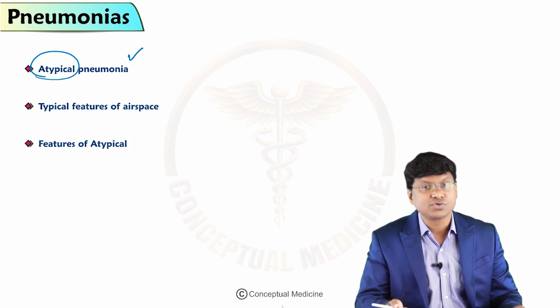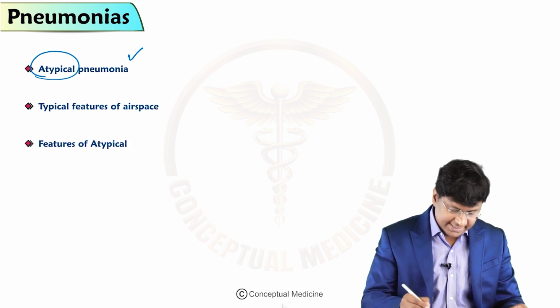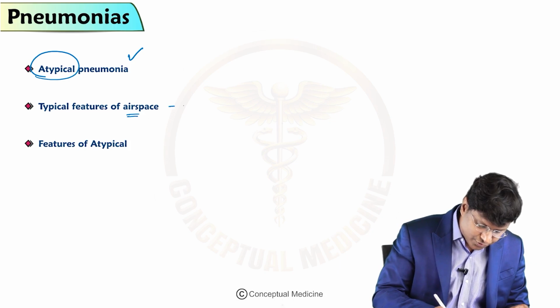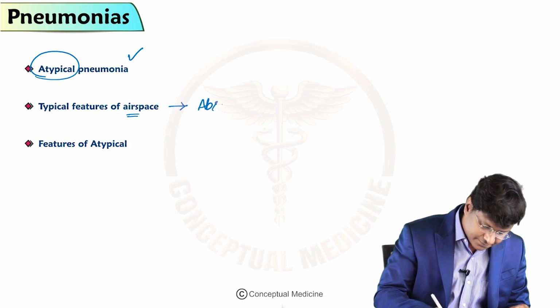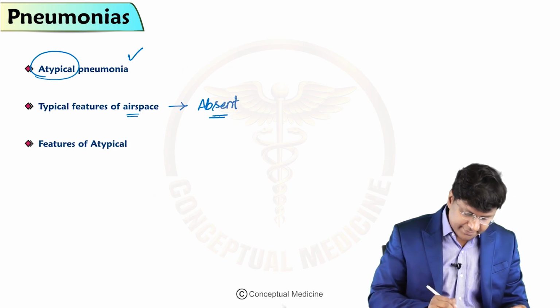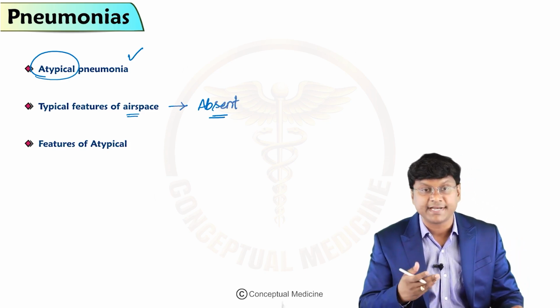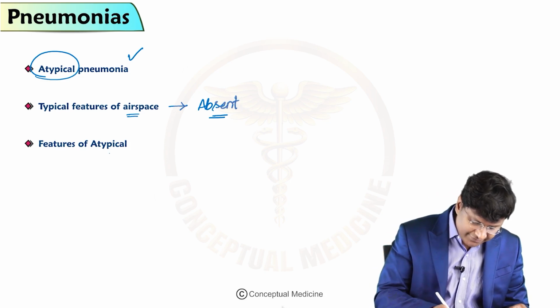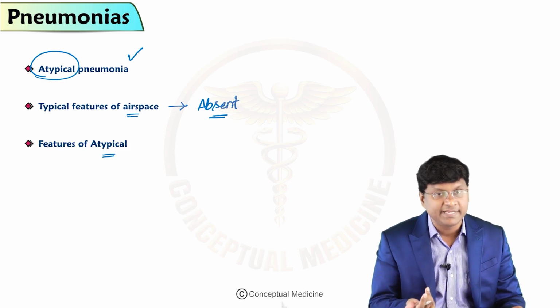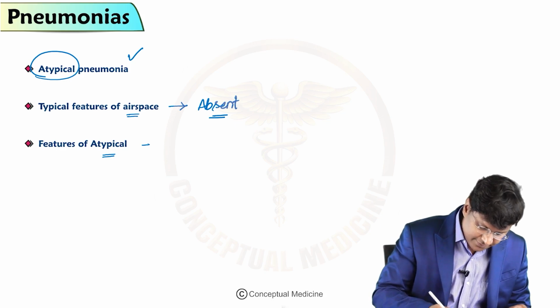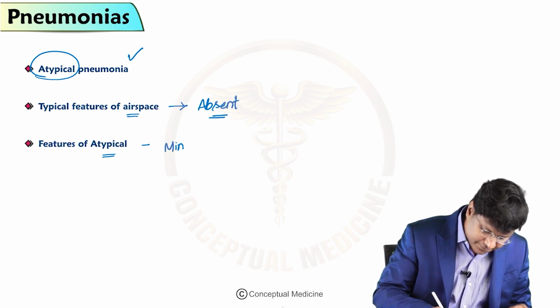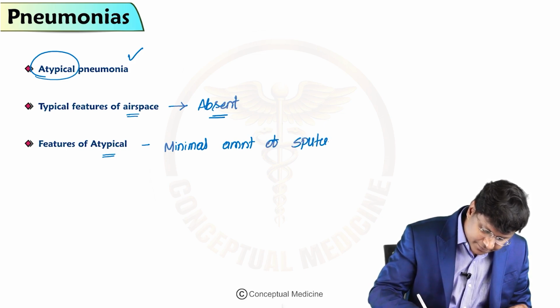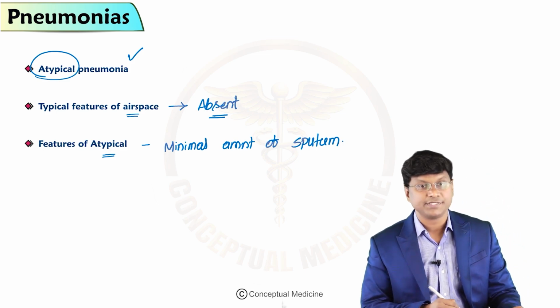And why is it called atypical pneumonia? Because the typical features of airspace pneumonia are absent, and you have the atypical features. What are those atypical features of pneumonia? Number one, a very minimal amount of sputum, or absent sputum, in patients with atypical pneumonias.